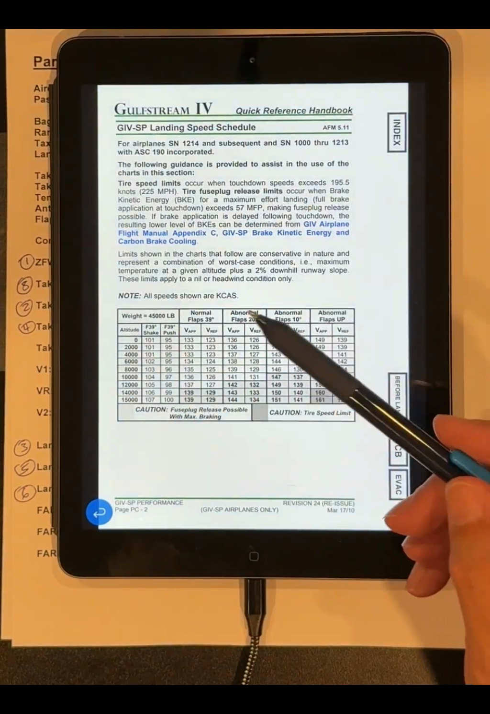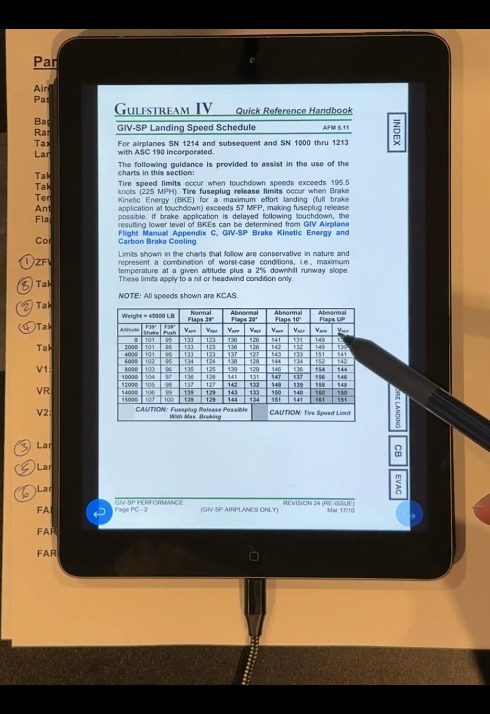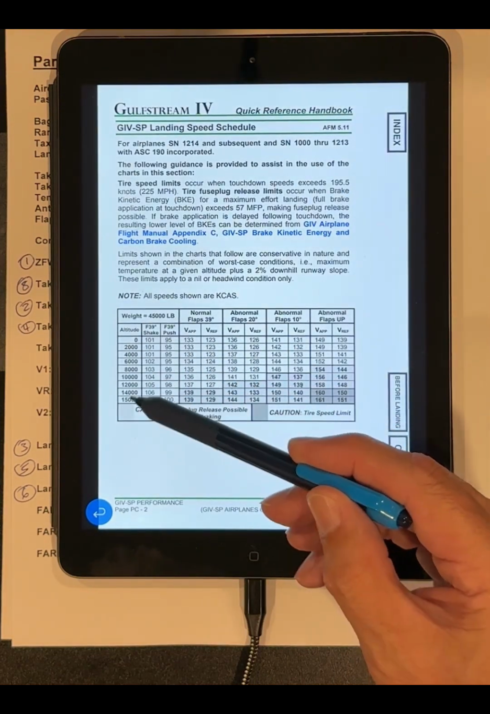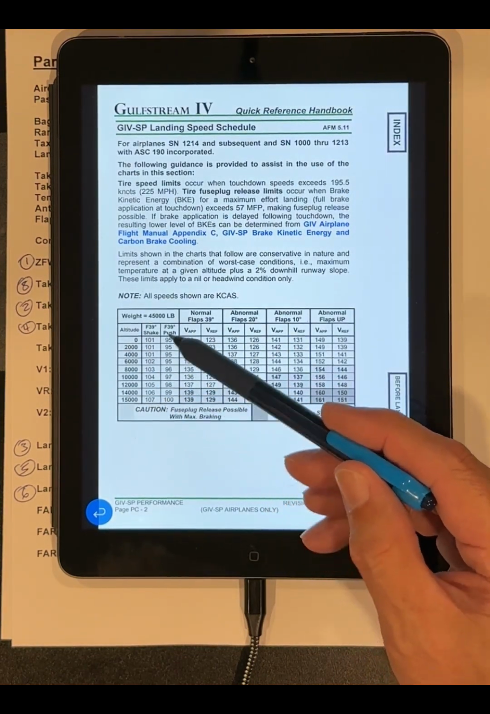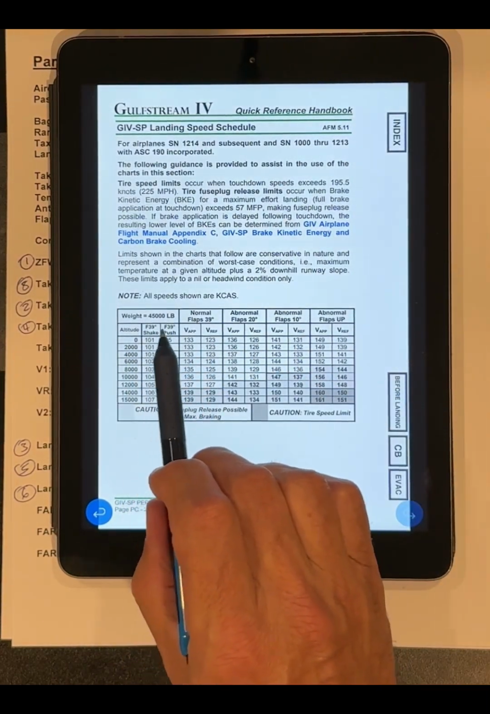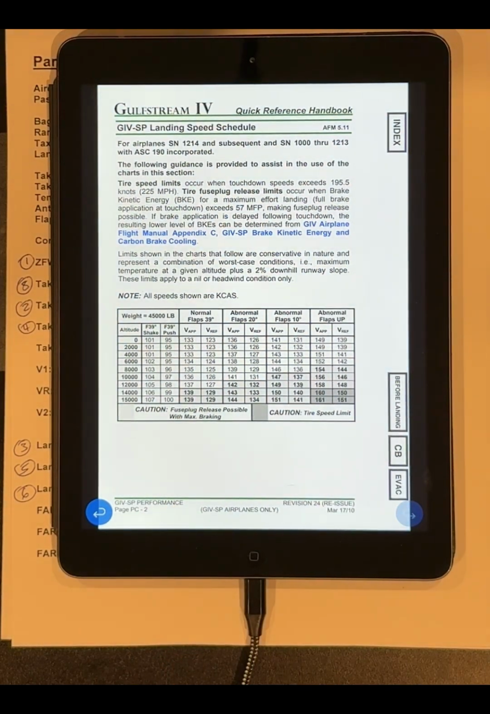We have a bunch of speeds here. We've got normal, abnormal at 20 degrees, abnormal 10 degrees, abnormal flaps up. And it gives us our approach speed and it gives us our ref with the altitude. It also gives you a shaker and a pusher number. That's kind of cute. But you see where the weight says 45,000 pounds? All right, 45,000 pounds, that's not the weight we want.